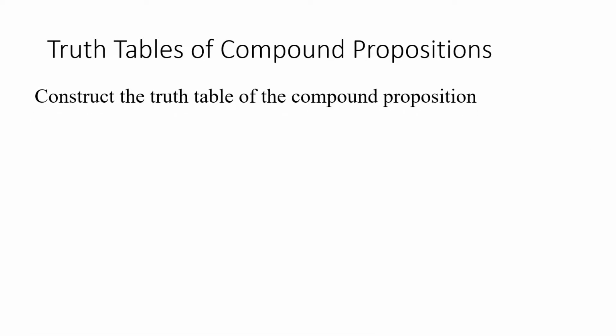So let's have the truth table of compound propositions. Construct the truth table of the compound proposition: P or not Q implies P and Q. For our solution, let us first determine the truth values of P and Q. So you have our P and our Q: true, true, false, false for P, and true, false, true, false for Q.